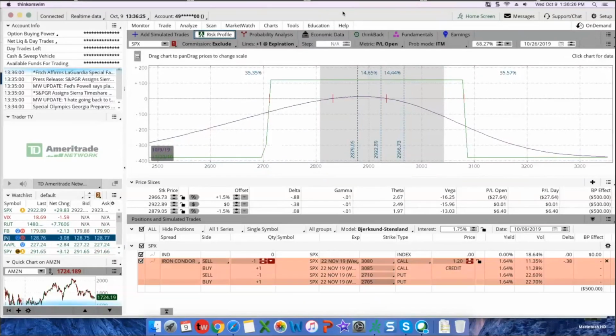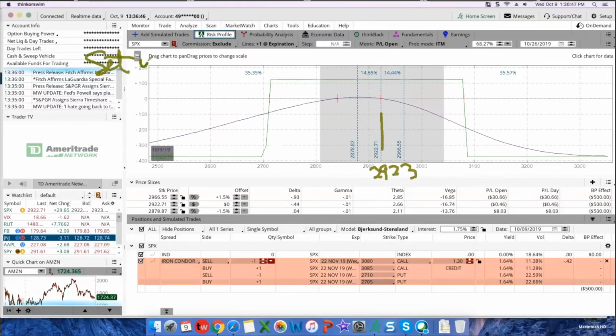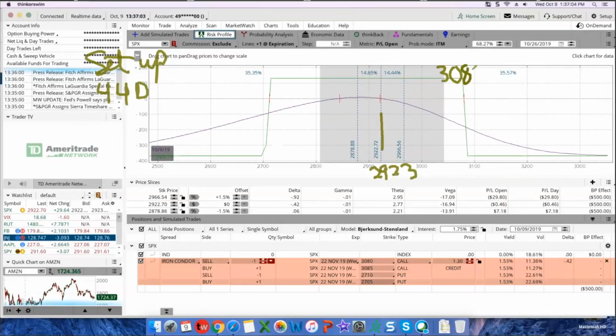So Dan, what are you doing here? So what I'm doing here is SPX is, as we speak, about 2923. I'm doing a November 22. So what's my setup? My setup is about 44 days out, duration, 44 days out. I'm selling the 22 expiration, I'm selling the 3080 call, which is about a 10 delta.